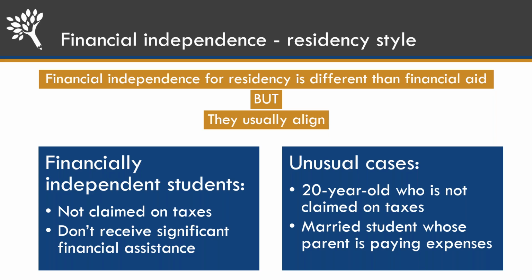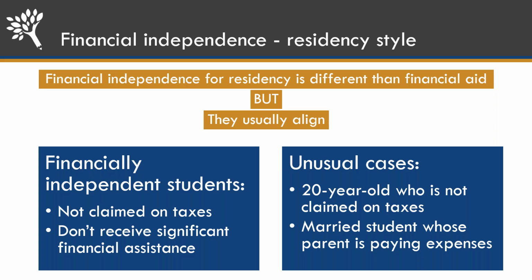So in residency world, financially independent students are really just those who aren't claimed on taxes and don't receive significant financial assistance. They're essentially paying their way. So you can guess that aligns most of the time with the FAFSA or financial aid definition. So if you have a 26-year-old, they're going to be independent for financial aid purposes. Well, they're probably financially independent for residency purposes, because they're not going to be claimed on taxes more than likely, and most are not receiving significant financial assistance.